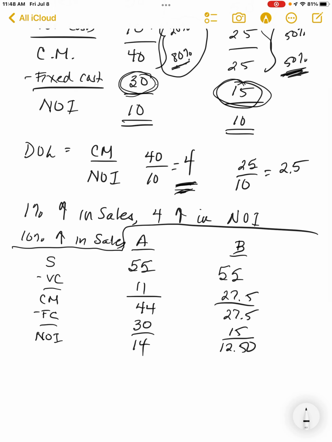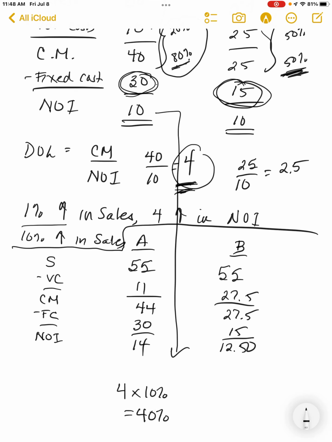So by how much did my NOI increase? It went from 10 to 14. It went up 40%. So the 4 is the percent increase if sales go up 1%. If sales go up by 10%, it's 4 times 10%. So my NOI went up by 40%. 10 times 40% gives me 4, and 10 plus $4 gives me 14.